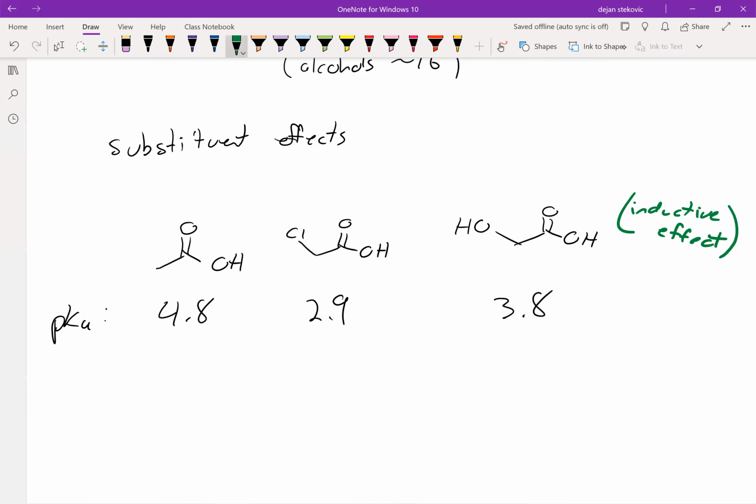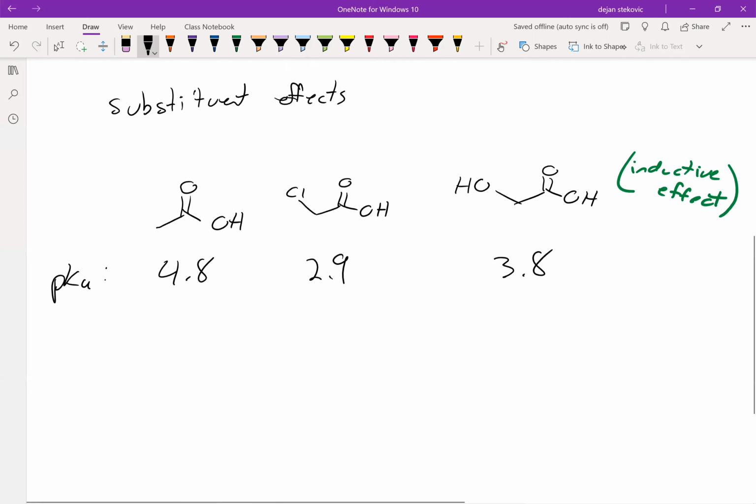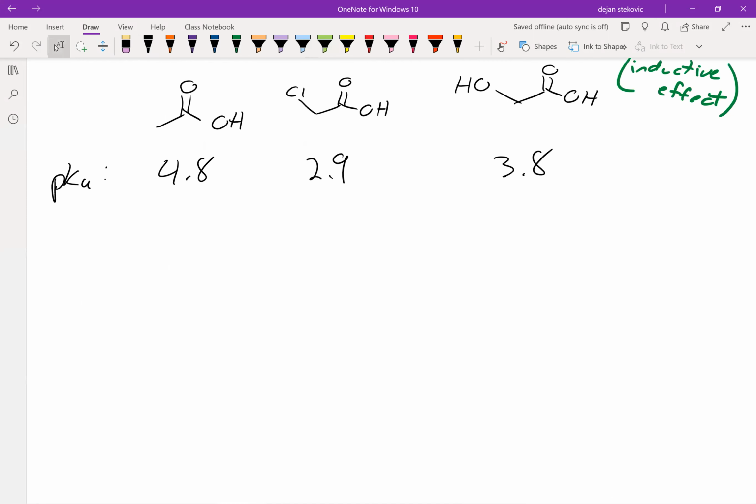And of course, if you place more electronegative atoms, you'll get more acidic. If they're closer to the carboxylic acid, they'll make it more acidic rather than further away. Nothing really new here. And then, of course, we can extend this to benzoic acid derivatives.